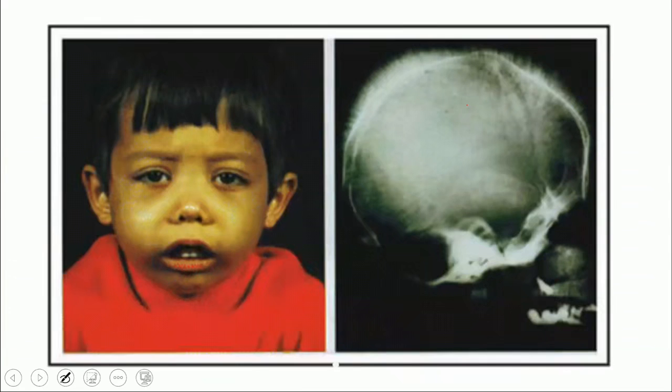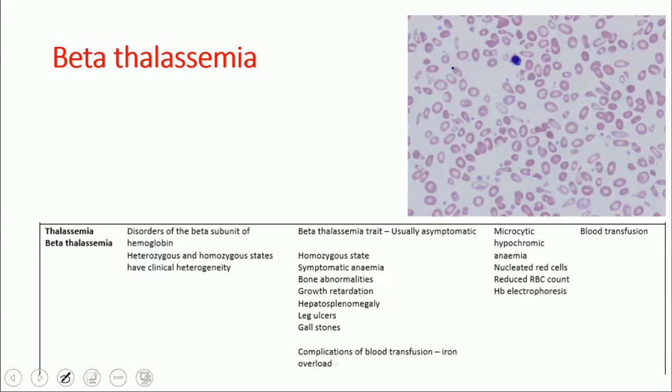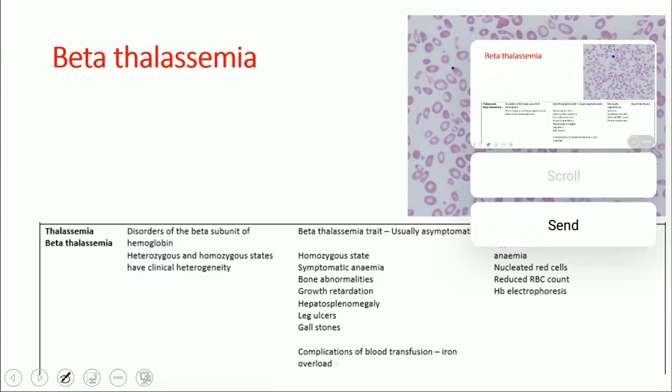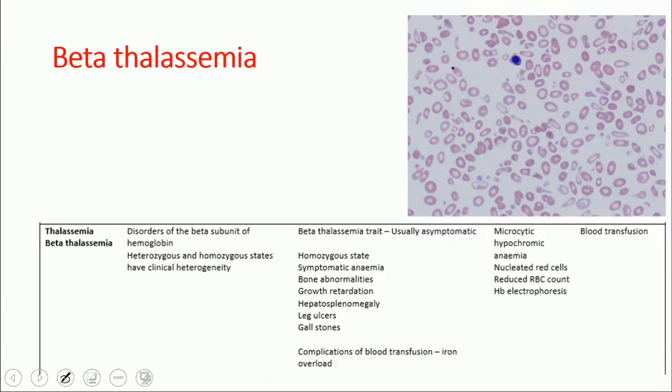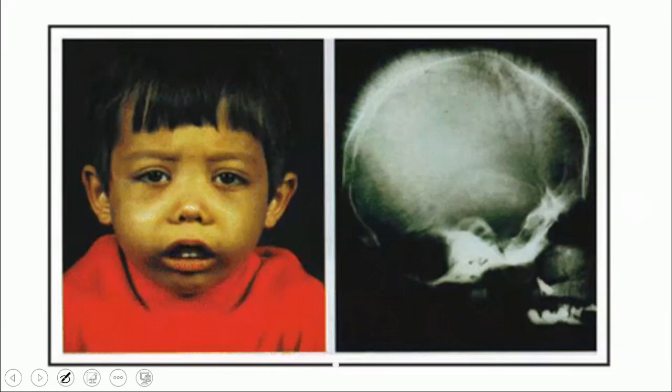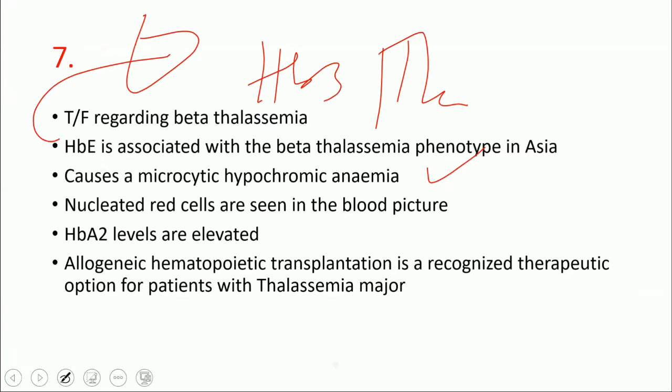Now, in the blood film, what you are seeing in beta thalassemia is a microcytic hypochromic anemia with a lot of target cells. We'll also see nucleated red cells. Nucleated red cells are also a feature of thalassemia. Yes, so aplastic crisis can occur with parvovirus in the congenital hemolytic anemias, but especially things like hereditary spherocytosis we see quite often. Right.